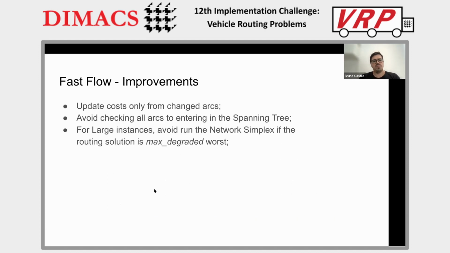For the competition, we used 3 new improvements. We are now just updating costs from the changed arcs. We keep track of them. And while checking which arcs we need to enter in the spanning tree, we also keep track of which arcs should not leave, and we avoid checking them. And for the large instances, we avoid running the network simplex if the route solution is some percentage worse.